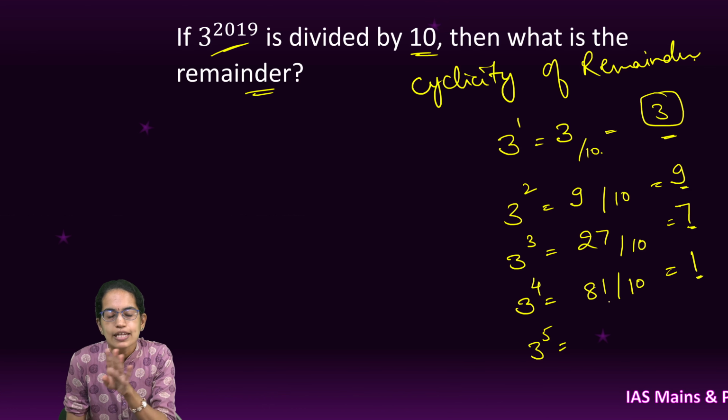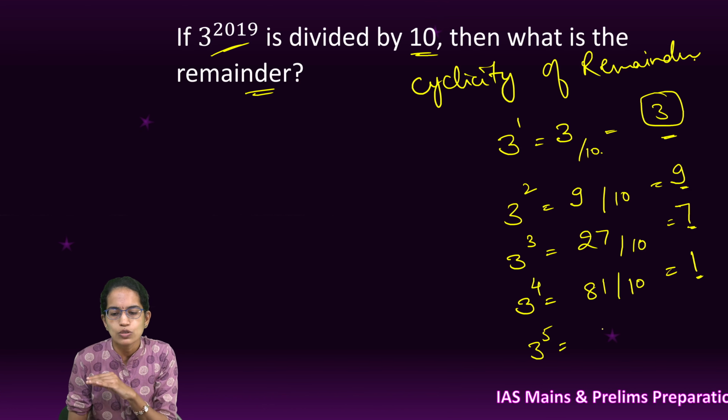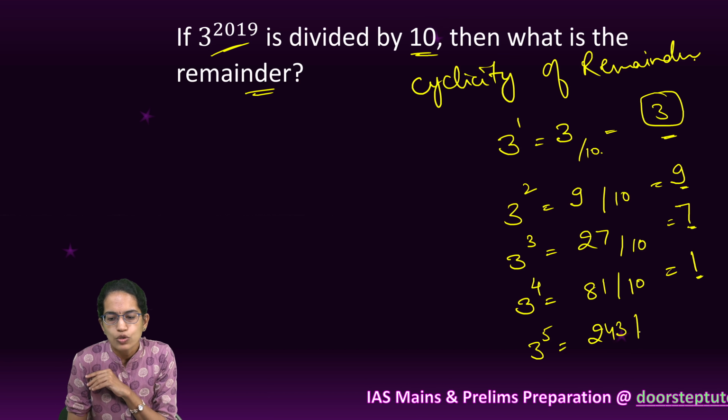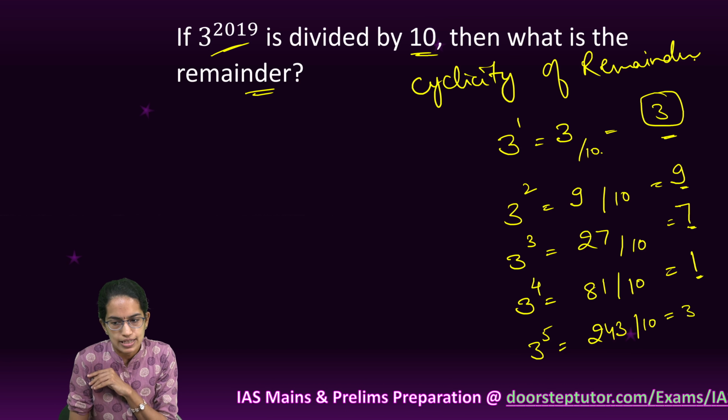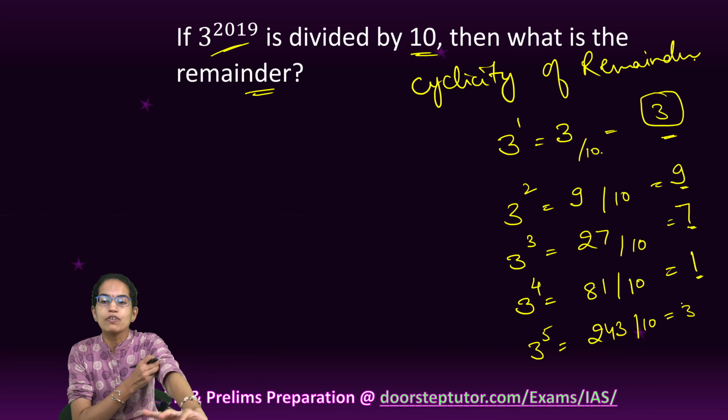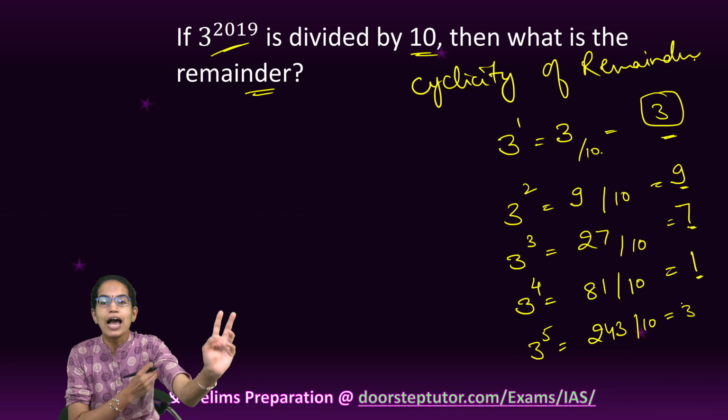It would be 81 into 3 again. 81 into 3 is 243. 243 divided by 10 is again 3. That means now we would have a repetition. What would be the cycle of repetition? It would be 3, 9, 7, 1, 3, 9, 7, 1, and this would go on till the number we want to find.